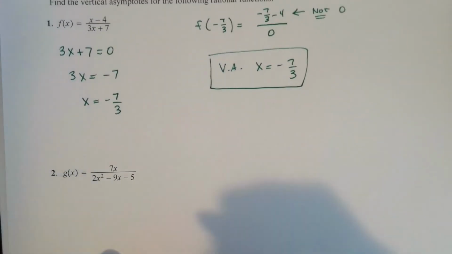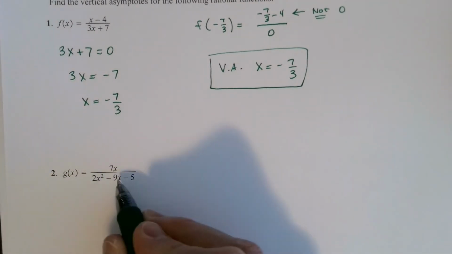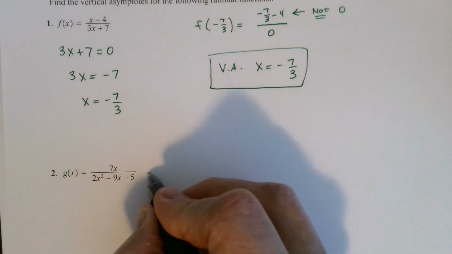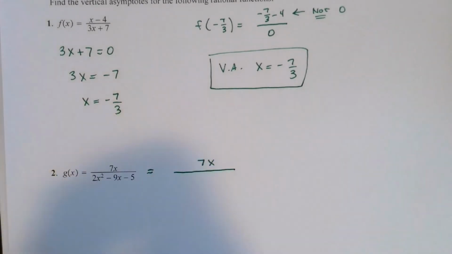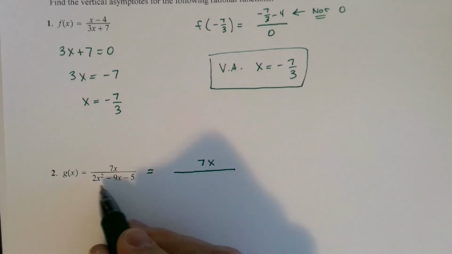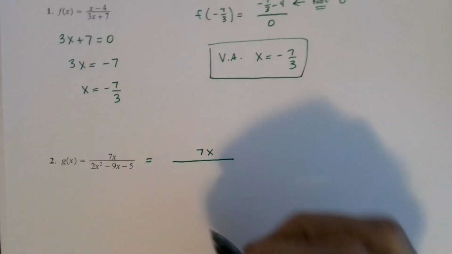Let's look at number 2 here. When is the denominator here 0? Well, it's not as easy as above, but we can get there if we factor. So how do we factor this? We've talked again and again about being able to factor. It's imperative that you are able to do this.